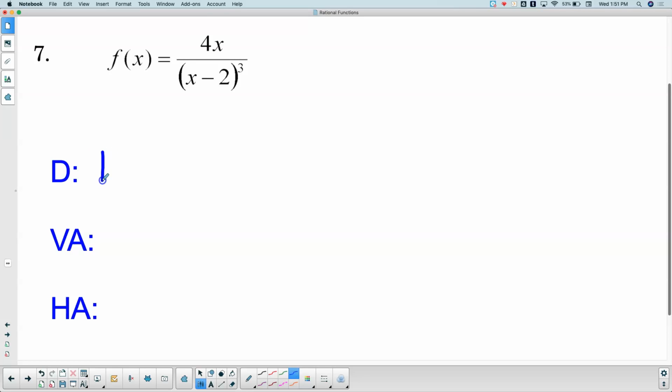Domain. Starts with all real numbers, right? What can x be? Nope. Just 2. Why just 2? Because 2 is the only thing that makes it 0.